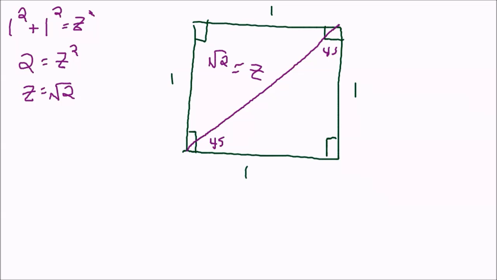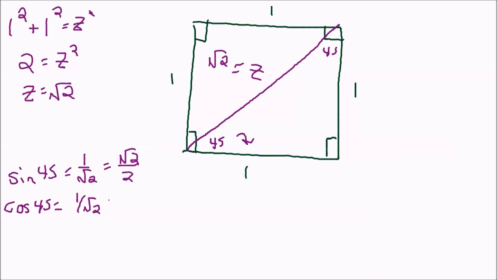So now we can use some trigonometry and say that sine of 45 is going to be, let's see, opposite of 45 is 1, and my hypotenuse is square root of 2, so this is 1 over square root of 2, which if we rationalize the denominator will be square root of 2 over 2. So now finding cosine of 45 is actually going to be the same thing, because cosine is adjacent over hypotenuse. Well, the adjacent of 45 is also 1, and the hypotenuse stays the same, so this is also 1 over square root of 2, or square root of 2 over 2.